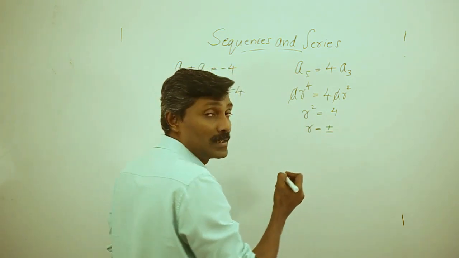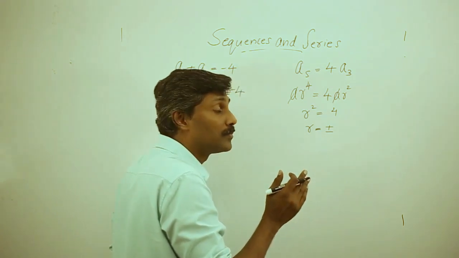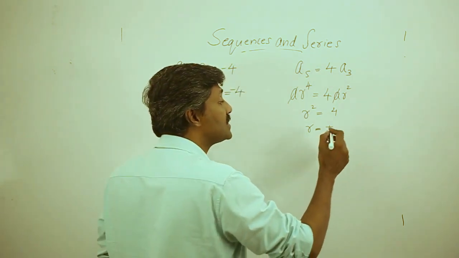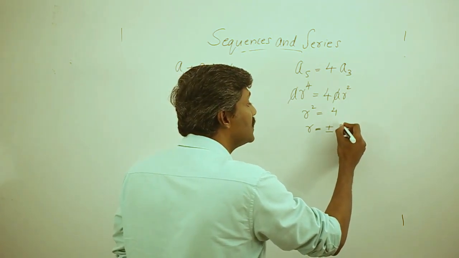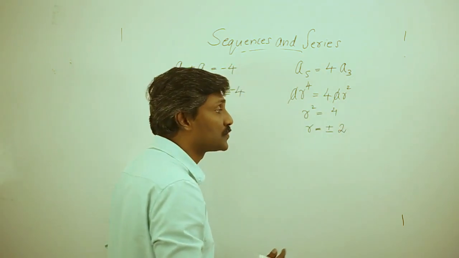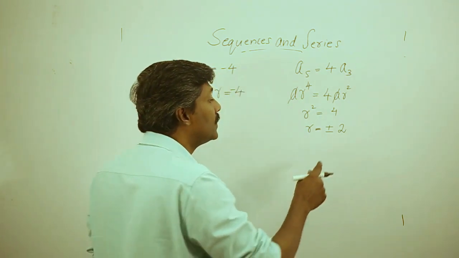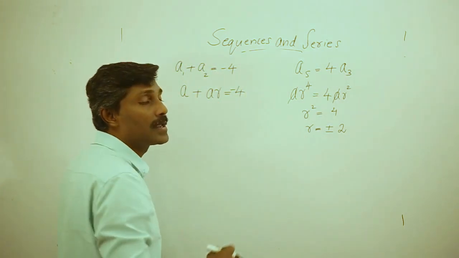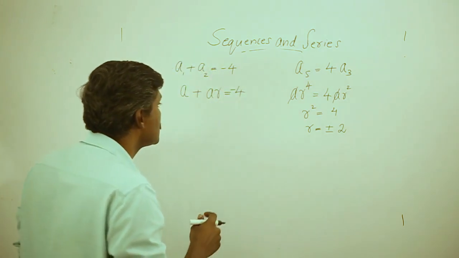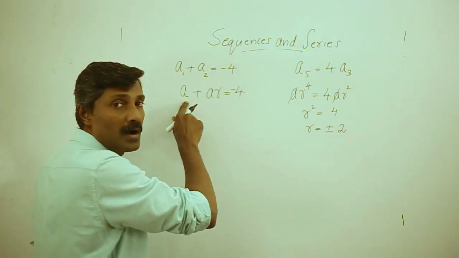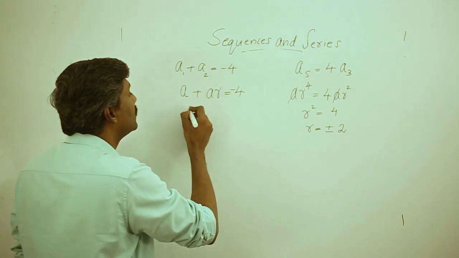Usually we take only the plus value, we tend to forget that, but please do remember, always take the plus and the minus sign. So R is equal to plus or minus 2, so obviously you get two sequences, no problem, that is the answer. Okay, so first we get R equal to plus 2. If you substitute R is equal to plus 2, what do you get?